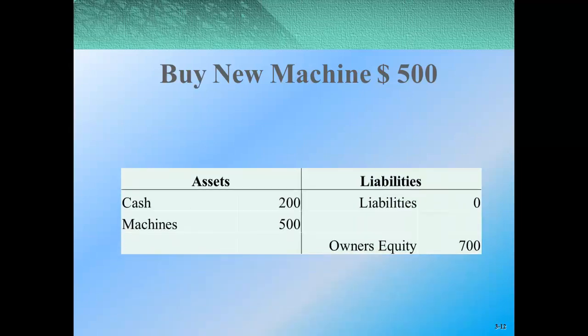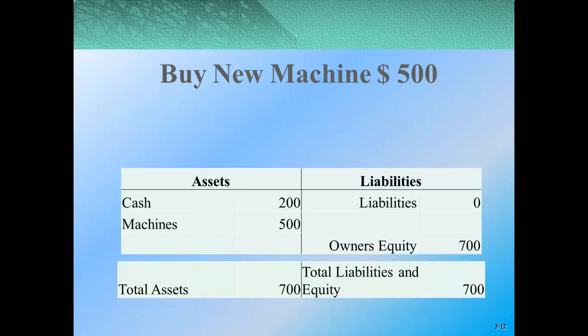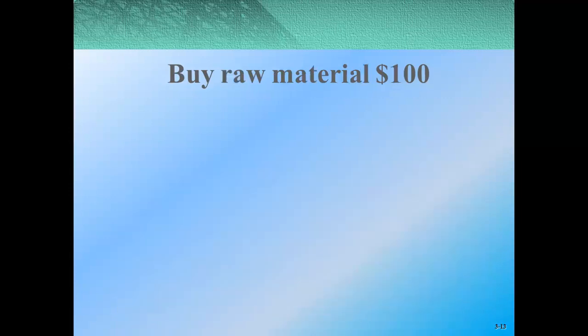Now let's buy a new machine worth 500 using cash. So cash decreases to 200. Machines, fixed assets, are worth 500, and owner's equity is not changed. It's 700. So assets are 700. Liabilities and owner's equity is 700.